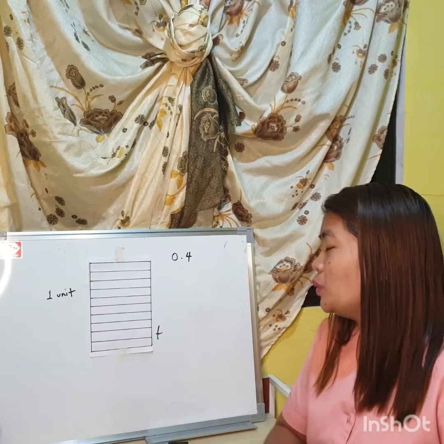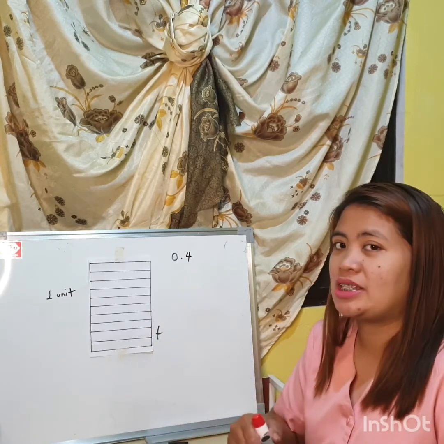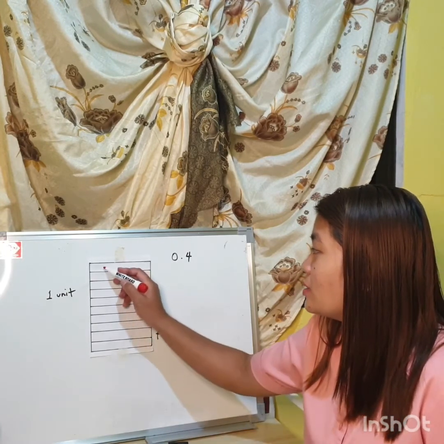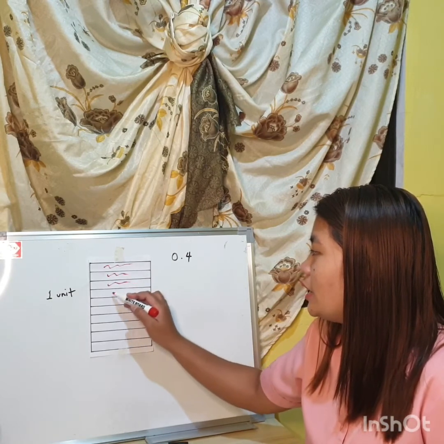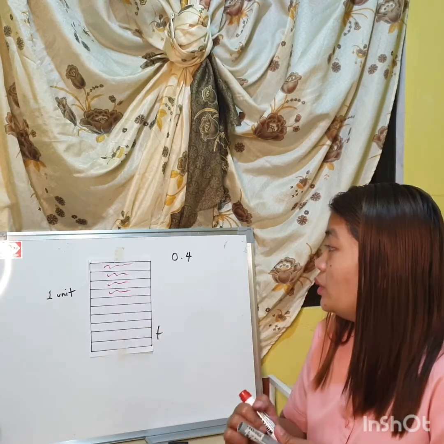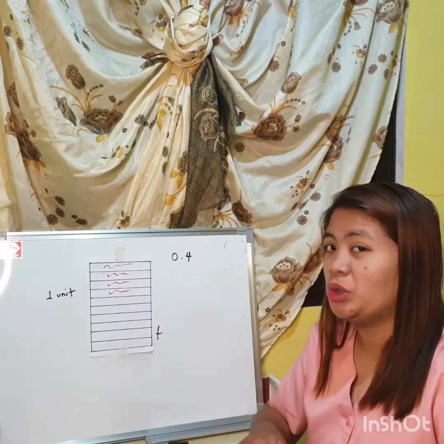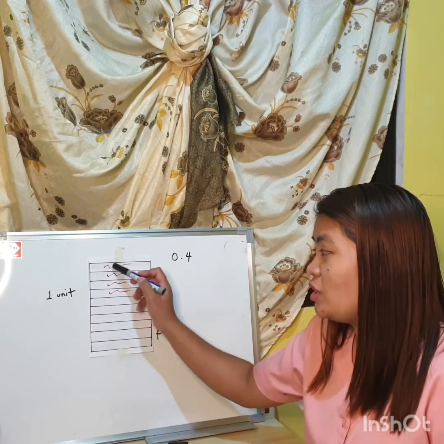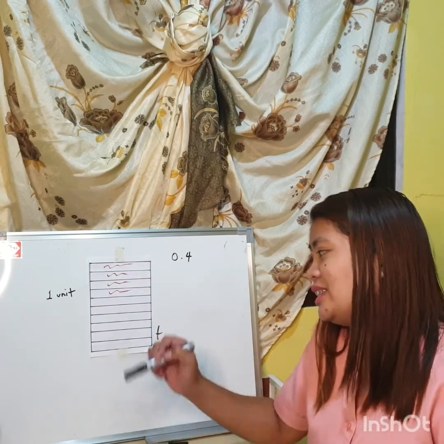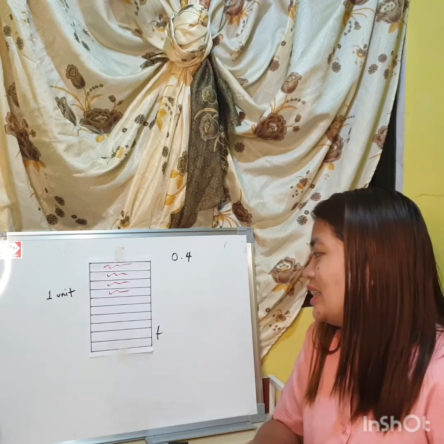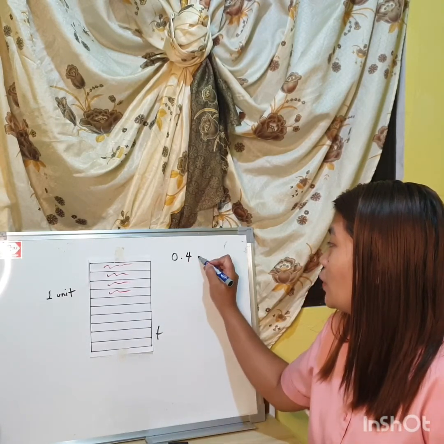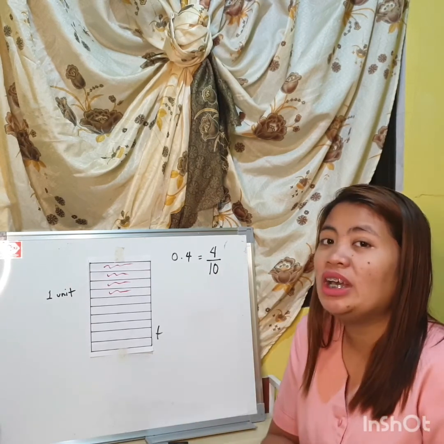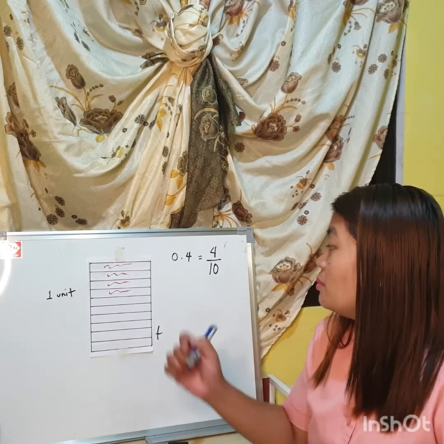We are just going to shade the 4 parts of the unit. Okay, so bilang po tayo ng 4. So, 1, 2, 3, and 4. So, ang ibig sabihin niyan, kung sa fraction, siya po ay 4 over 10. So, yung may shade po natin ay 4 and the whole is 10. Hinati sa 10. So, we read this as 4 tenths or in fraction form is 4 over 10 or 4 tenths.